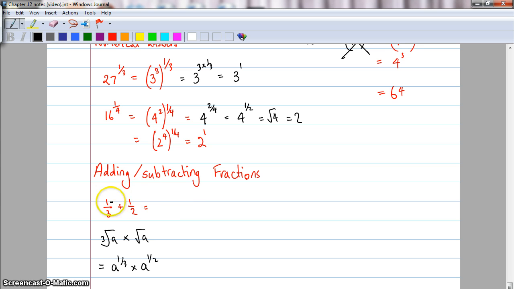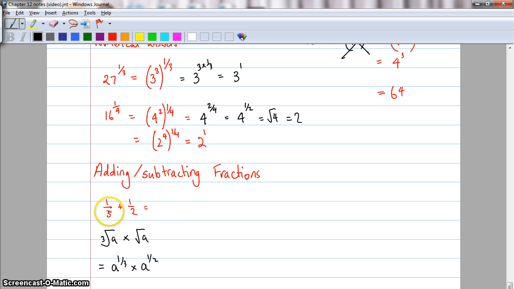Okay, so when we're adding fractions together, go back to year 7, that's probably the last time you used fractions in any sort of serious way. This one becomes a third plus a half. I need a common denominator down the bottom. There's lots of different ways to do this, and sometimes there are simpler ways, but the way that I'm going to do it right now is I'm actually going to multiply those two together, so the 3 and the 2.